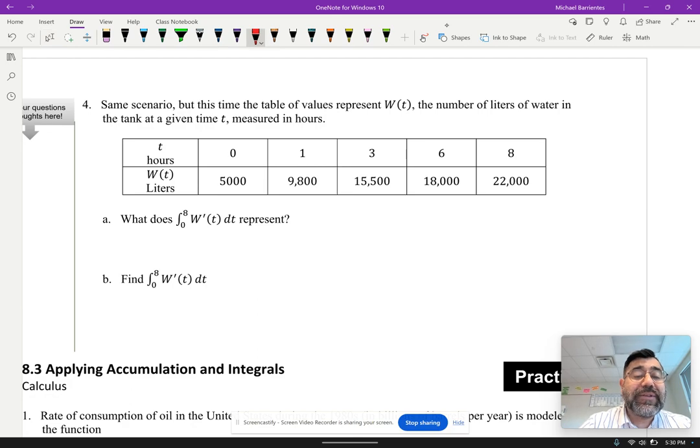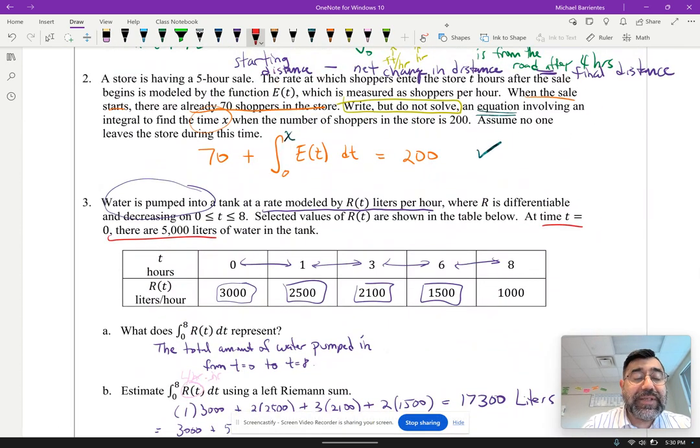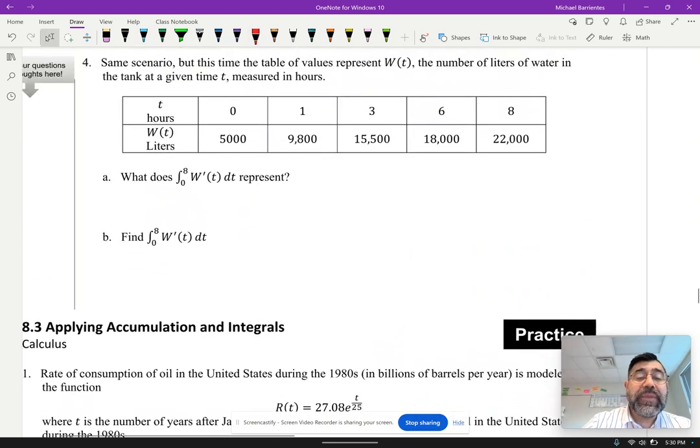So at time 0, there's 5,000 liters. That's different than over here, where at time 0, water was coming in at a rate of 3,000 liters per hour, right? So this is different, and so on and so forth. What does the integral from 0 to 8 of W prime of t dt represent? Be careful. We're looking for the integral of this, but that's not what we're given. We're given the antiderivative, the original function of W. So what does this represent?